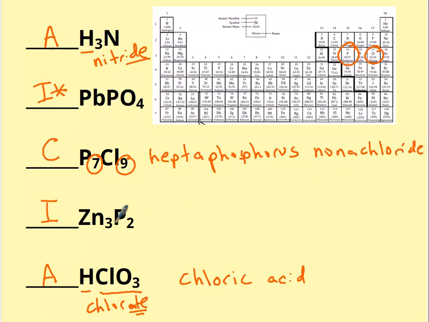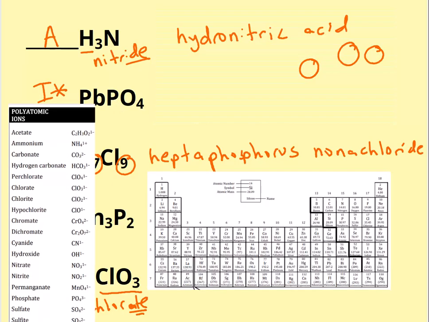I'm going to go and do my regular ionic next. So Zn was zinc. And regular ionic, I'm just naming my 2 pieces. And then P, we said a second ago, is phosphorus. But if it's the second one, it's going to change to phosphide, because we're going to change it to IDE.